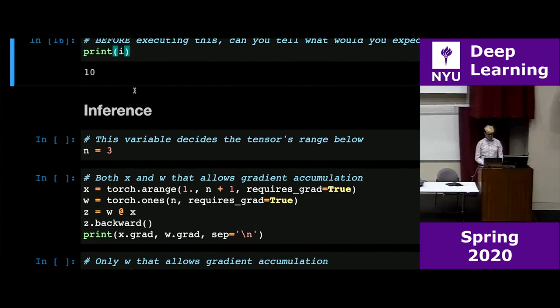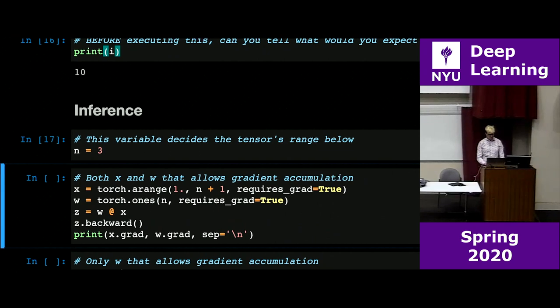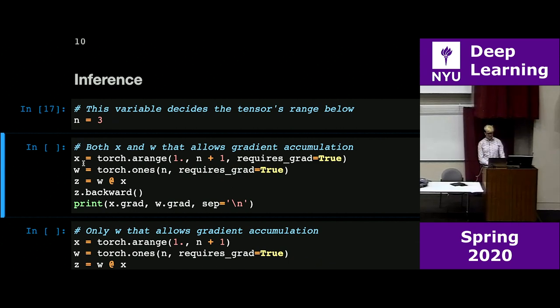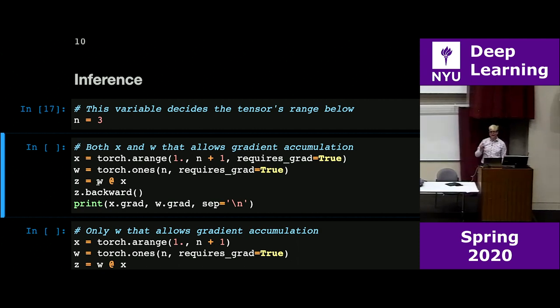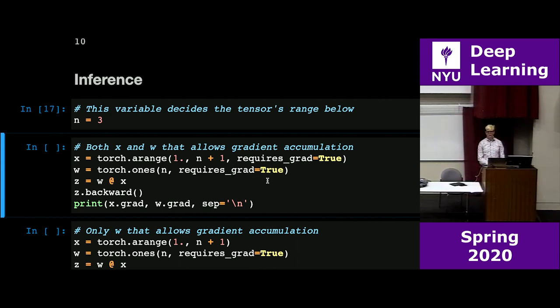Okay, so inference, this is cool. Here I'm just going to have both my X and Y. We are just going to do linear regression. The at operator is just the scalar product. Both the X and W have requires_grad equal to true. This means we are going to be keeping track of the gradients and the computational graph.